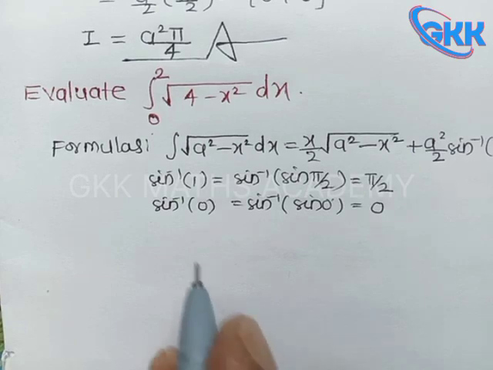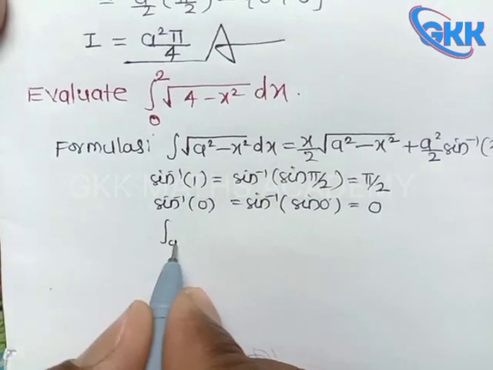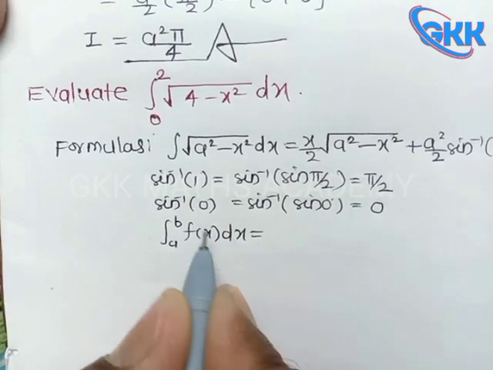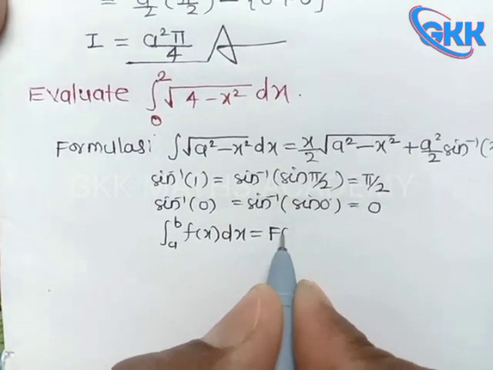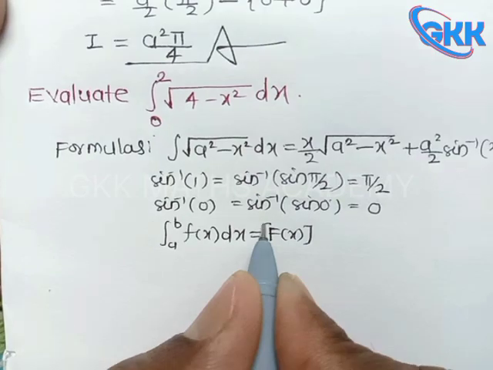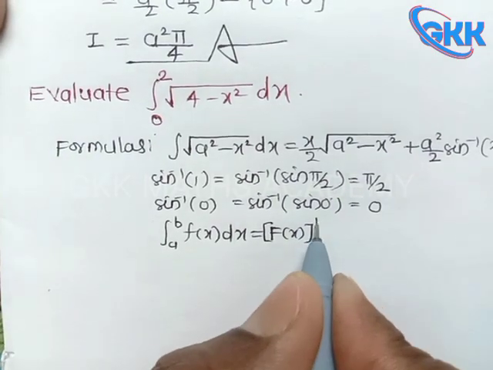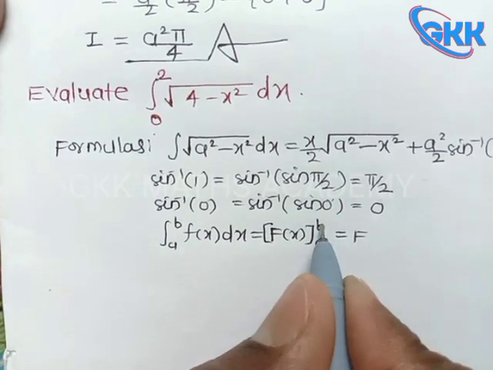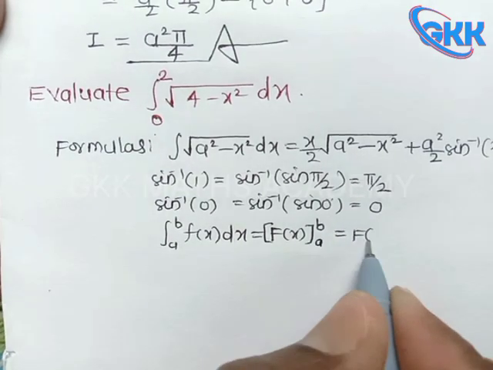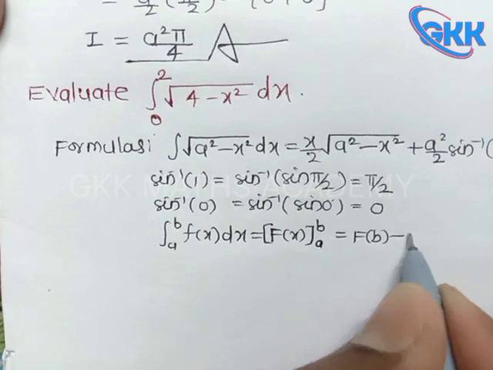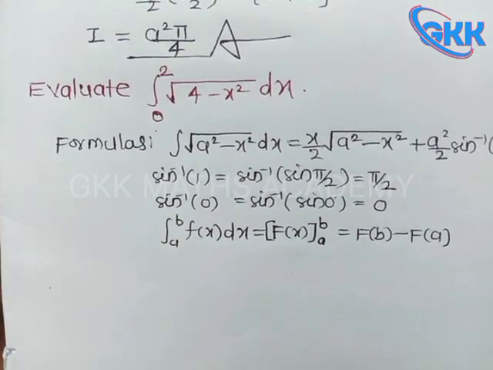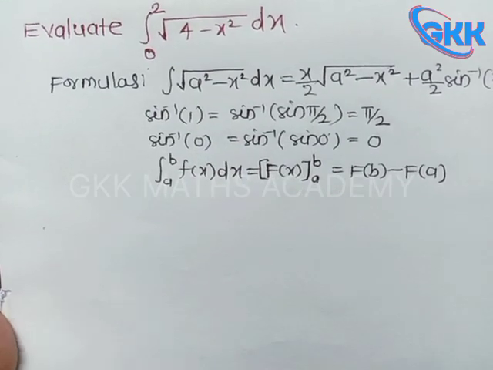And also one more formula, you know that. What is that? Integral of a to b f of x dx. Suppose this integration is capital F of x, then after integration we apply the limits. How do we apply them? This is the upper limit, this is the lower limit, so upper limit minus lower limit. These basic formulas we are going to use. Now the solution.